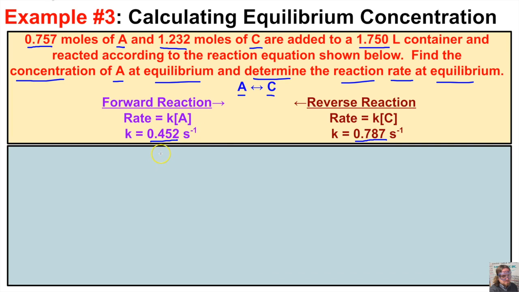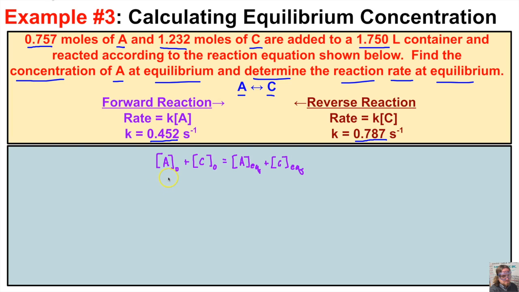So if we think about it, the initial concentration of A plus the initial concentration of C should equal the equilibrium concentration of A plus the equilibrium concentration of C. So this is one way that we can think about what's happening in this closed system. The initial concentration of A plus the initial concentration of C is going to equal the concentration of A at equilibrium plus the concentration of C at equilibrium.